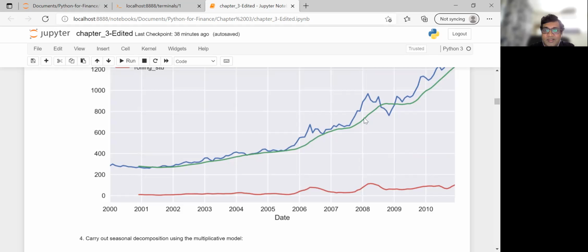Here you're seeing the variance is increasing, and here variance is less. But after 2006, this variance has increased, right? So if variance is increasing, that means our series is not stationary. The third thing is covariance. So basically, there should not be a covariance.